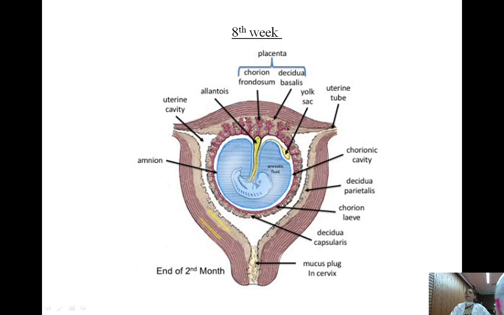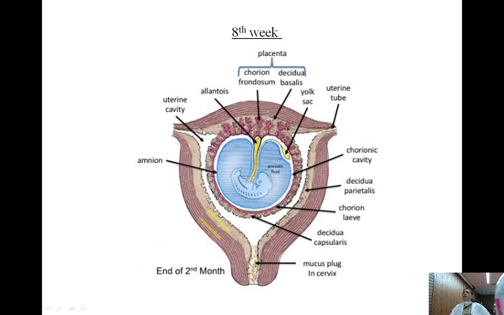Now here you can see on the embryonic pole, the villi will grow more and they will form a tree-like structure, and that is known as chorion frondosum. Okay, and on the other part, the villi will be degenerated, and that part of the chorion is known as chorion laeve.